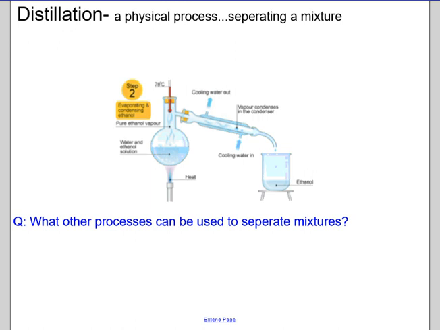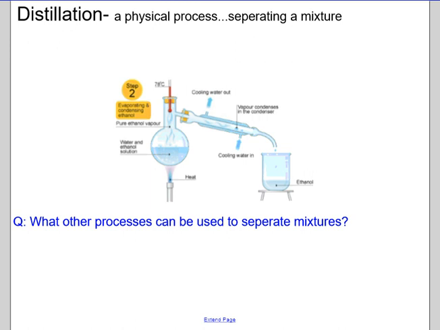Mixtures are separated by physical processes. A good example of separating mixtures by physical processes is distillation. Suppose you have a mixture of liquids together, or a mixture of solids dissolved in liquids. This would be called a solution. And I want to separate it back to its component parts. I can do this by distillation.